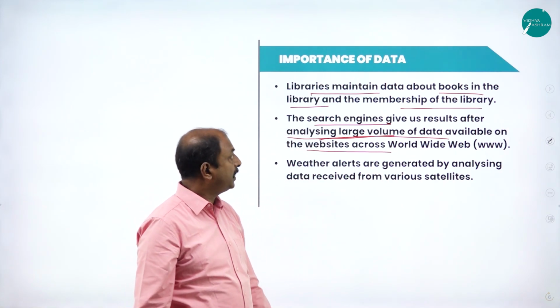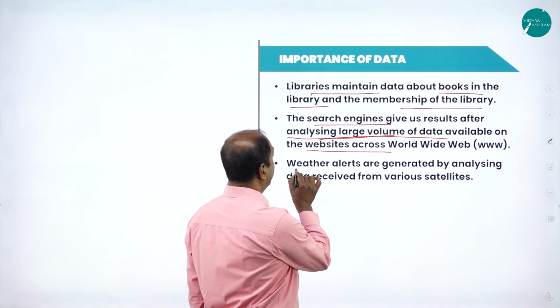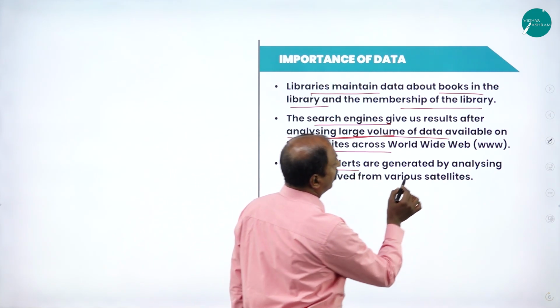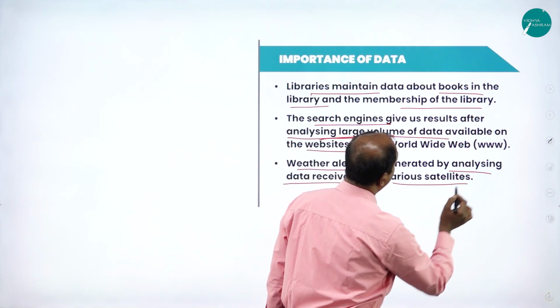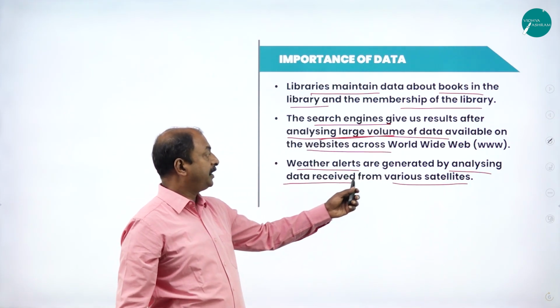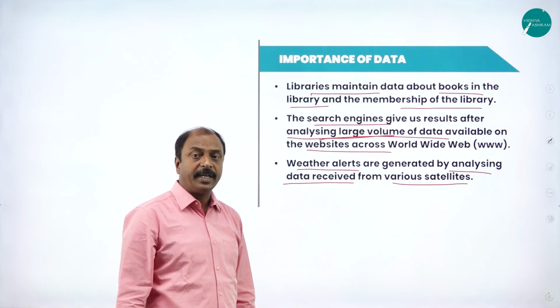Through web browsers, it is also a type of data. Next, weather alerts. Weather alerts are generated by analyzing the data received from the various satellites. So it is weather forecasting. All this is also an example of data.